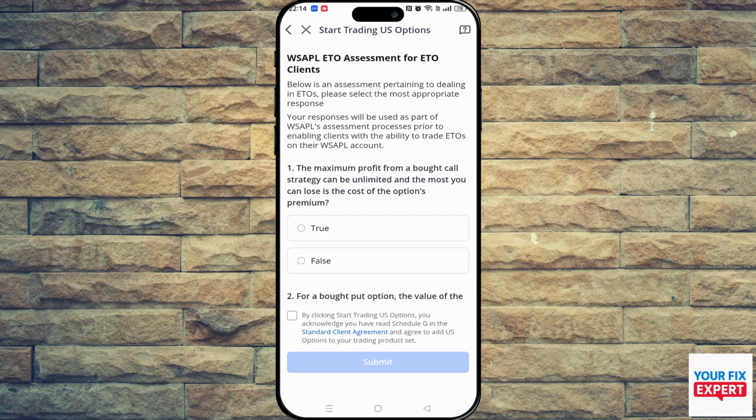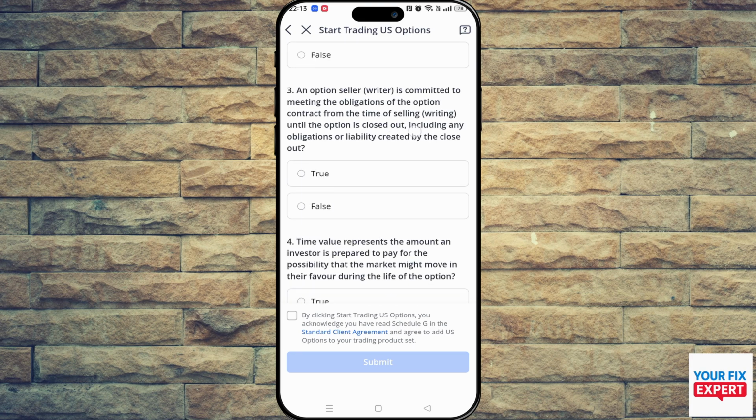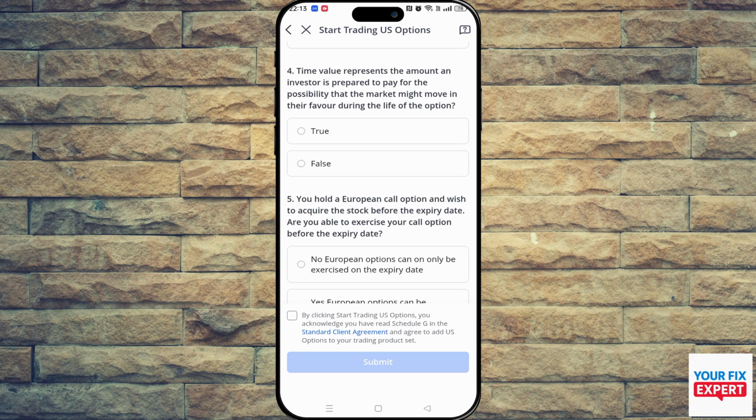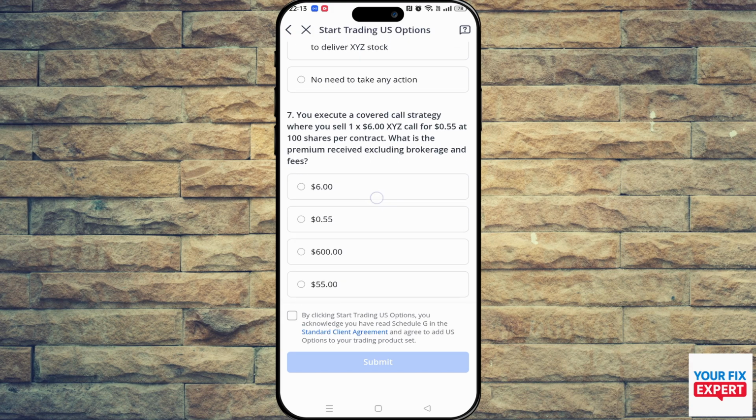So if you don't qualify for level 3 and maybe only level 2, you'll have to just keep growing your experience, keep using the platform, and then try again. Now, once you are approved, you will have access to all level 3 strategies, including credit spreads, debit spreads, butterfly spreads, condors, iron condors, and calendar spreads.